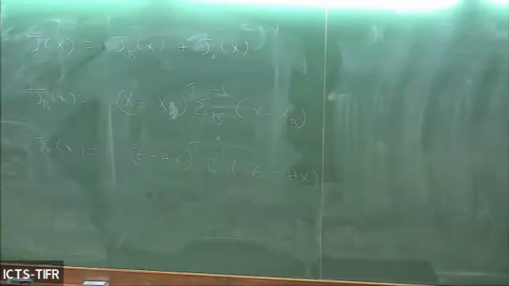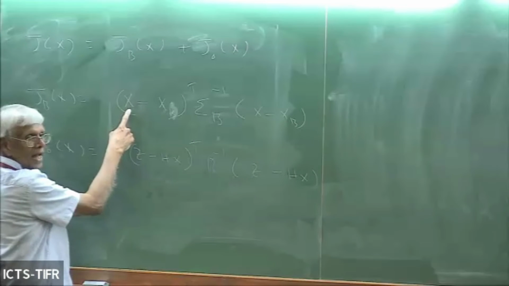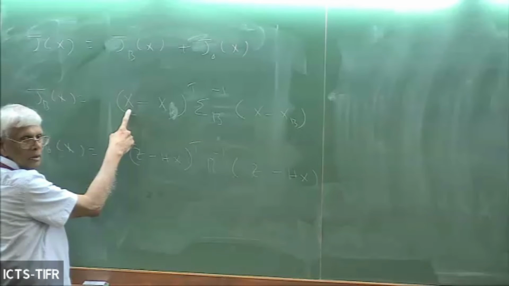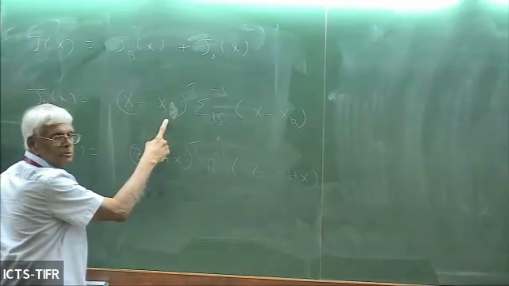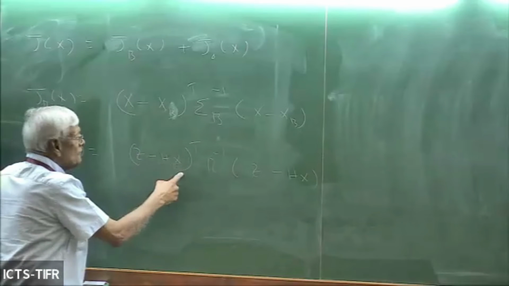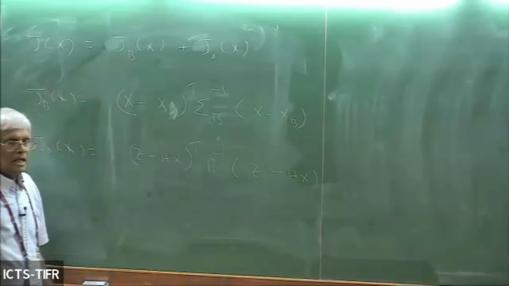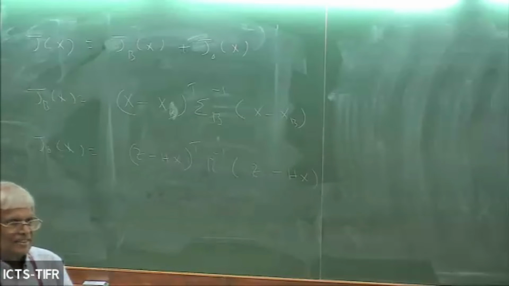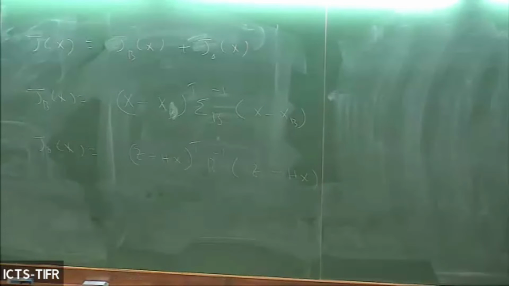So what is it that I want? I want my x to be such that it is not too far away from xb. I want my x to be such that h of x is not too far from z. Compromise. Life is full of compromises. Compromise is good.